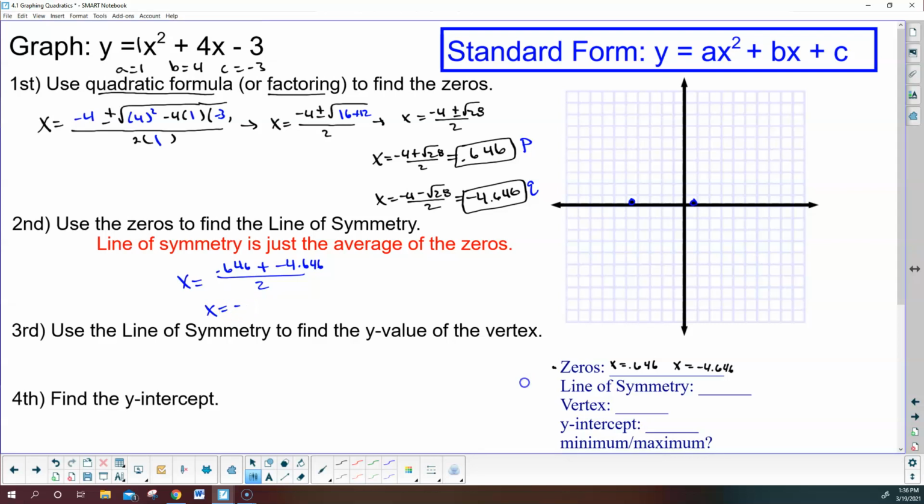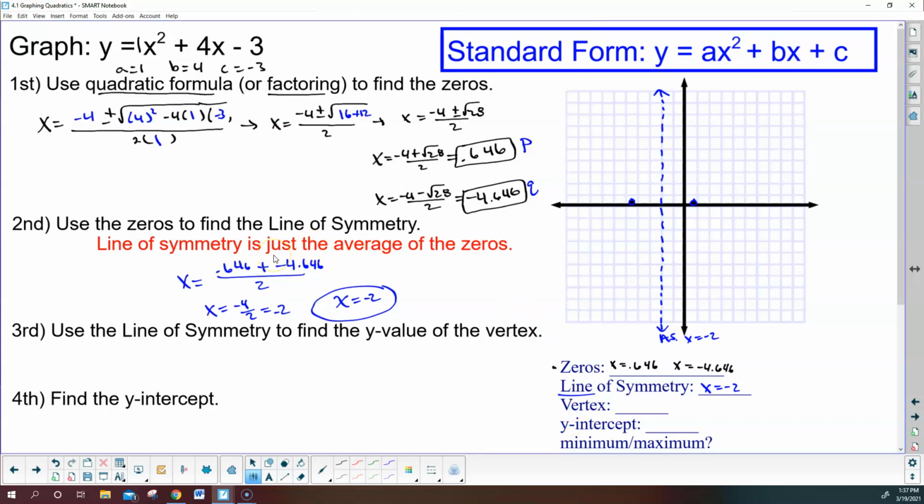The nice thing is this actually ends up being semi-friendly. The axis of symmetry is negative 2. If you graph that, I go right over to negative 2, which should be perfectly in the middle of those 2 points. So I'll label that axis of symmetry, or we can call it line of symmetry, same thing.